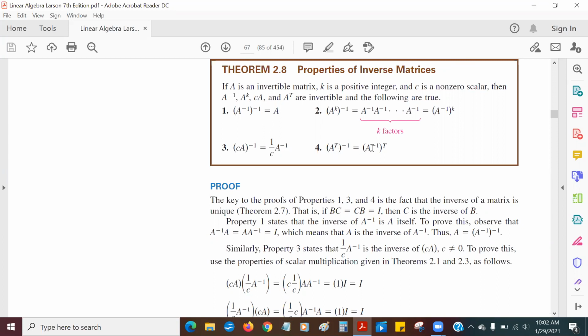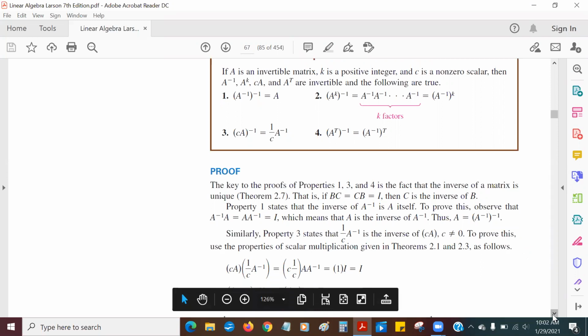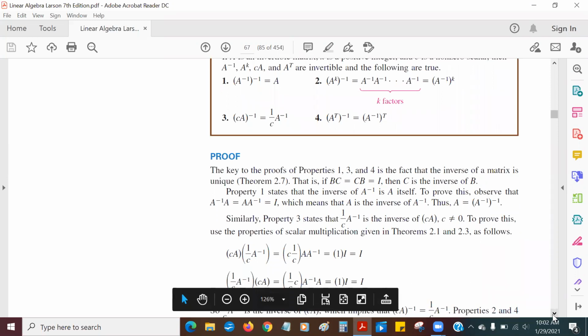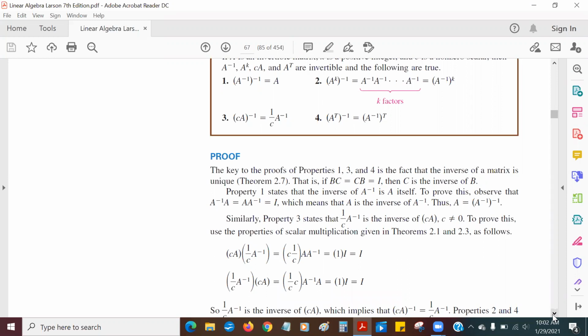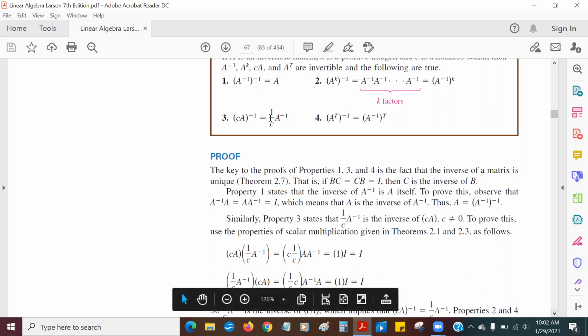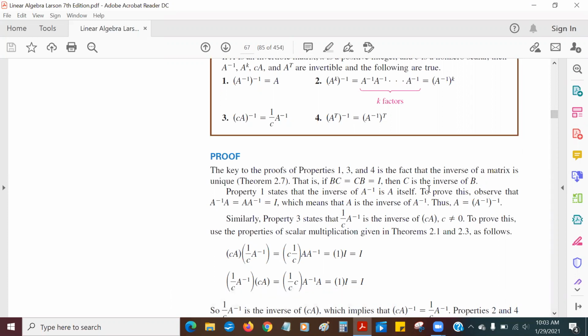The inverse of the transpose is equal to the transpose of the inverse. And this says that the inverse of A to the K power is A inverse to the K power. So let's see if we can prove some of these. For 1, 3, and 4, the key is the fact that the inverse of a matrix is unique. In other words, if BC equals CB equals I, then C is the inverse of B.